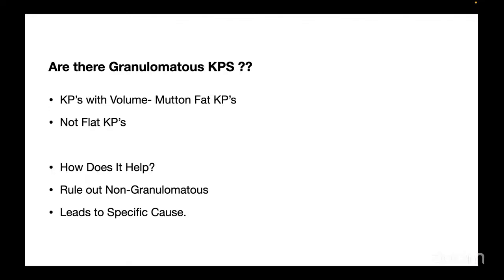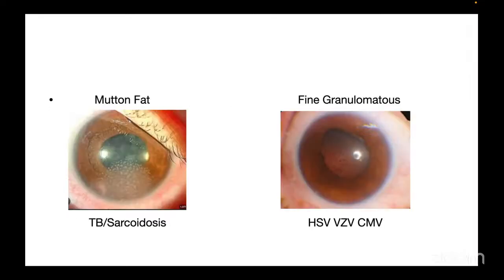They are actually large. How does it help to differentiate granulomatous KP? Because whatever we have learned, we have to rule out the non-granulomatous causes and go towards the specific causes of granulomatous KPs.